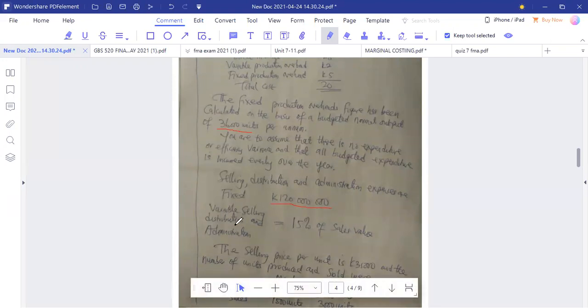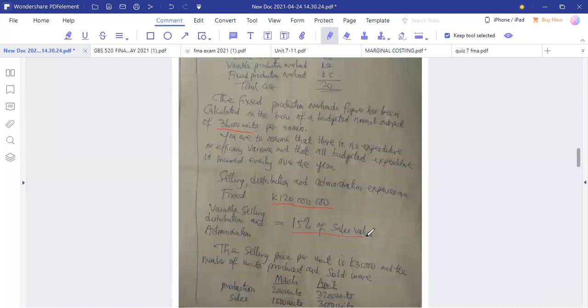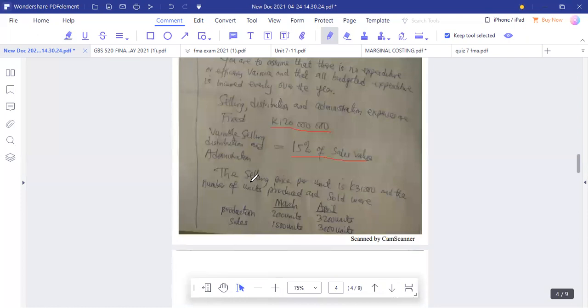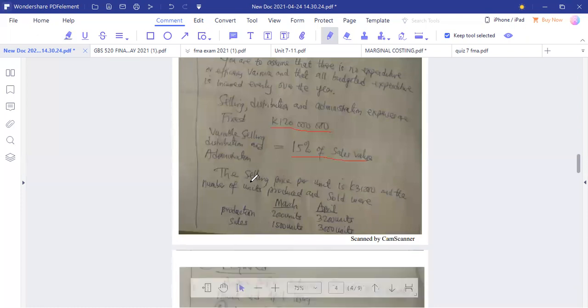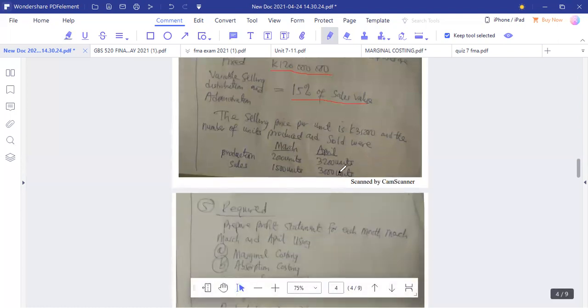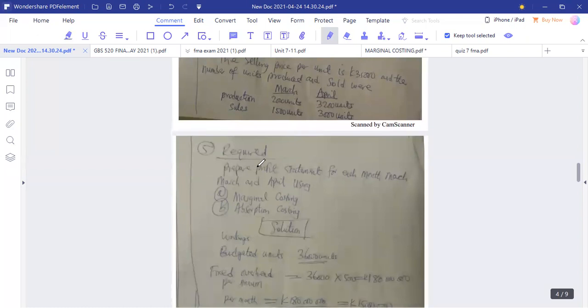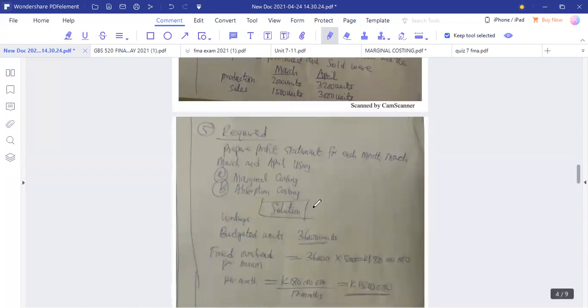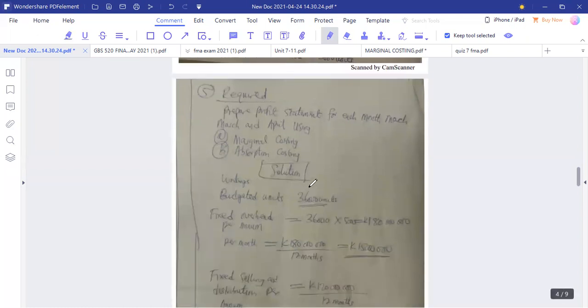The variable selling distribution is 15% of sales, which we are going to account for. Then the admin expense, the selling price per unit is 35,000, and the number of units produced and sold are these. All right, so we have these ones. So required, prepare marginal costing and prepare absorption costing. So we can do the workings.